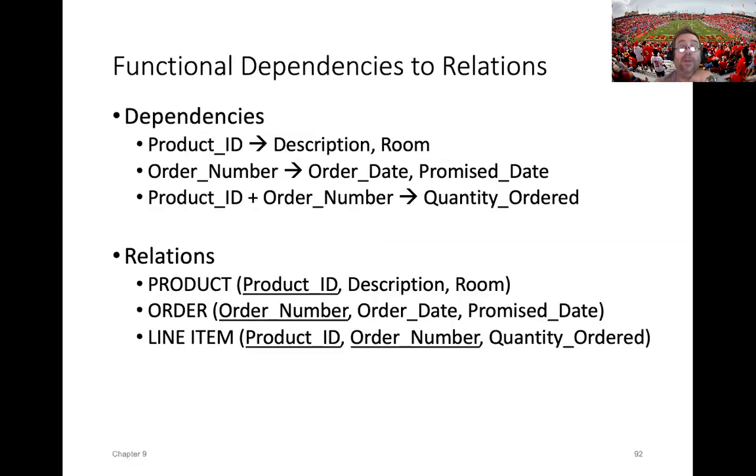What about functional dependencies to relations? So product ID functionally determines description and room. So product ID would be our primary key and order number as well. And then product ID and order number would be our composite primary key in this example.